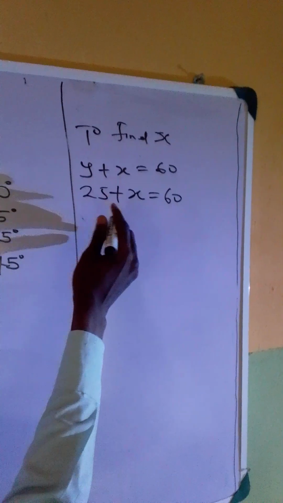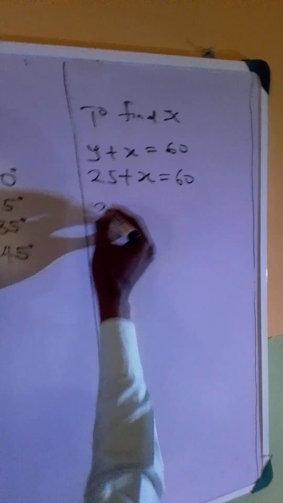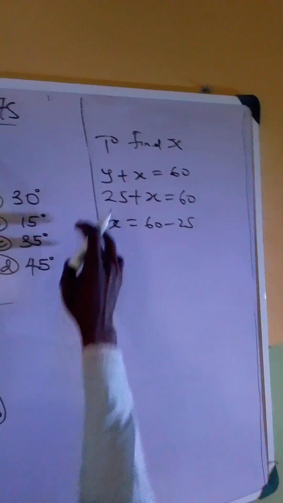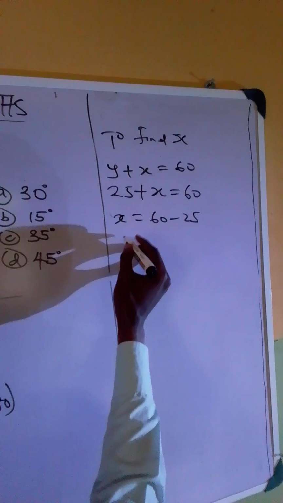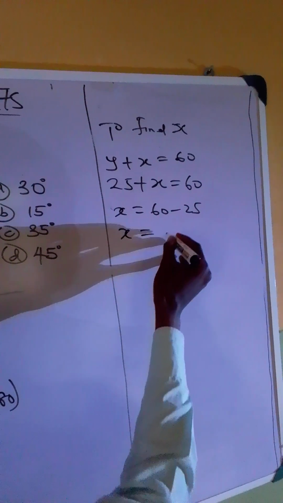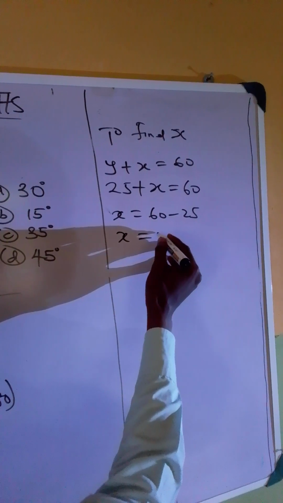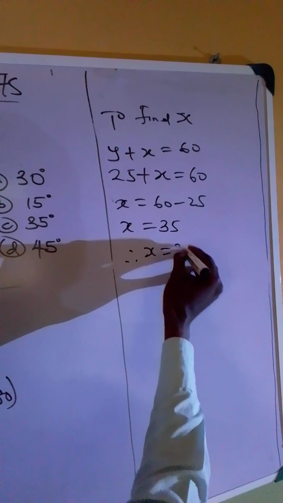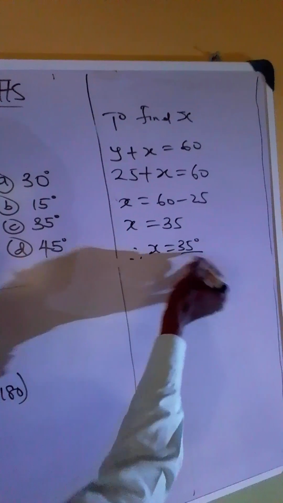Then I will have x equal to 60 minus 25, or you say add minus 25 to both sides. So I have x equal to 60 minus 25, which will give us 35. Therefore, angle x is equal to 35 degrees.